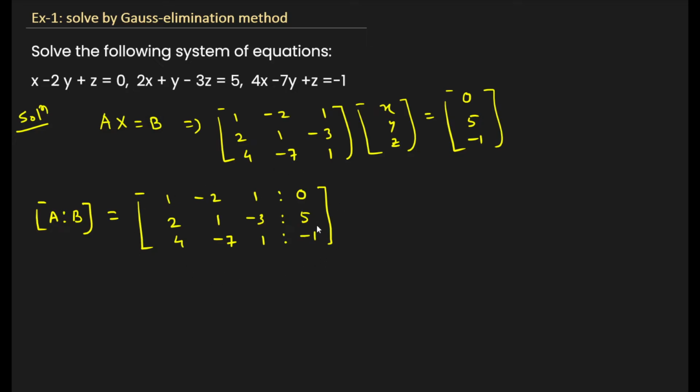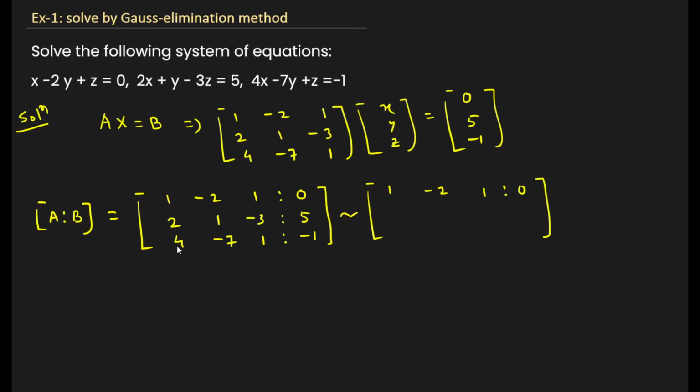Now we'll do echelon form. So you all know how to do echelon form. So what we'll do? Below this first non-zero element, we have 2 elements, 2 and 4. So these 2 elements we have to make 0 here. So let us fix the first row. So first row is fixed.